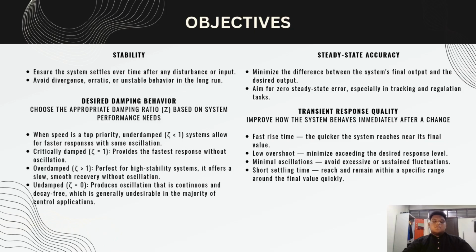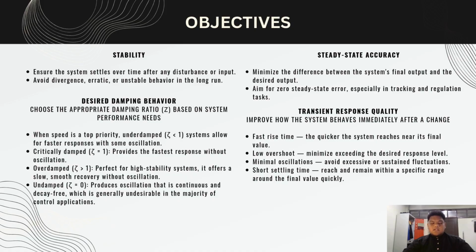Now I'll be walking you through the key objectives of control system. Let's begin with stability, arguably the most critical goal. A stable system responds to input or disturbances and eventually settles. Without stability, even the best designed system can spiral into chaotic behavior. Next, we look at the steady state accuracy. This refers to how closely the system's output matches the desired value after the initial response.